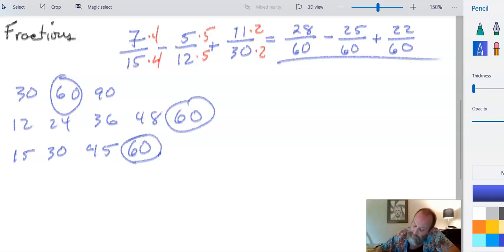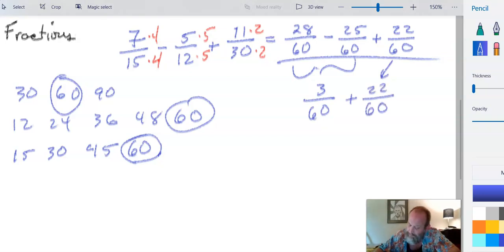So I have a common denominator of 60 here. And so I just need to go 28 minus 25 gives me 3/60. And now I have this other piece that I'm going to bring down. 3 plus 22 is 25. So that's 25 over 60. And now I have it down to one fraction, but I do have to make sure that it doesn't reduce.